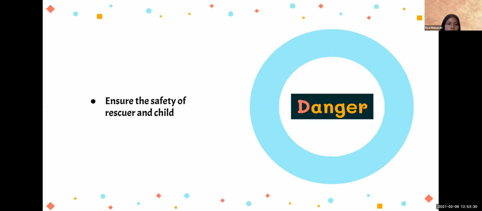For the danger, the rescuer should ensure the external environment is safe and the child is not in danger. And if available, the rescuer can wear the PPE before further steps in the resuscitation.